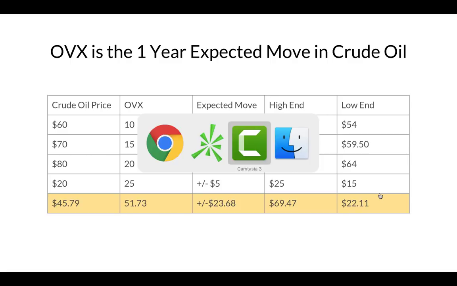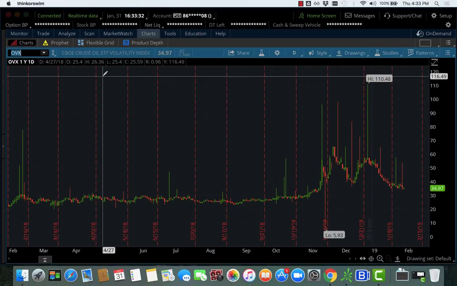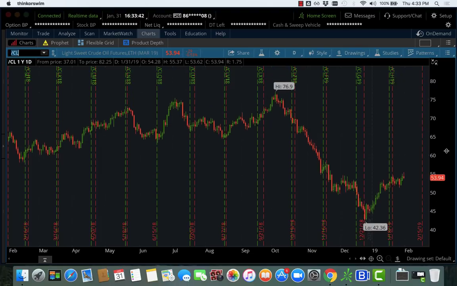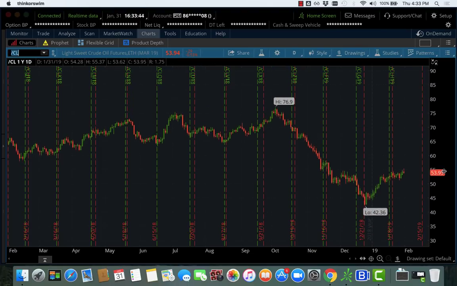Now, one of the things that I like to do once I actually see that information is go ahead and draw it on my chart just so I can have some reasonable expectations of what it might look like. So we're actually going to have to shrink this size over here. So the high end of that range, $69.47. So I'm going to go back to the beginning of the year, $69.47, and I'm going to go ahead and draw a price level.